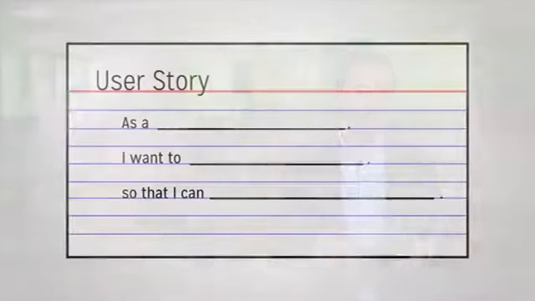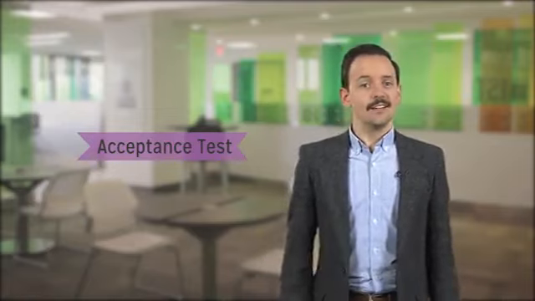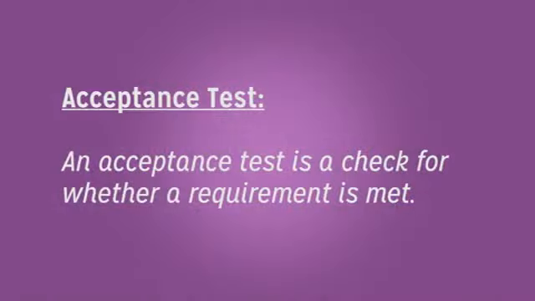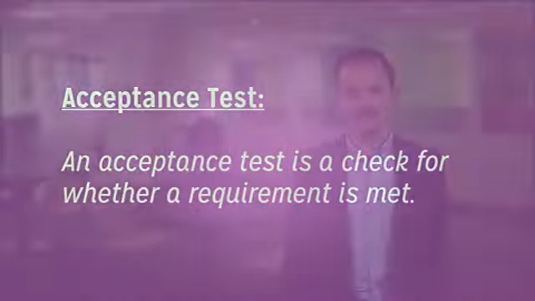Remember how a user story is compact enough to be written on one side of an index card? Well, not only does that keep your user story short and to the point, it also allows you to write tests for each story on the back of that index card. The kind of test which is written on the back of the card is called an acceptance test. So, what is an acceptance test? An acceptance test is basically a check for whether a requirement is met.